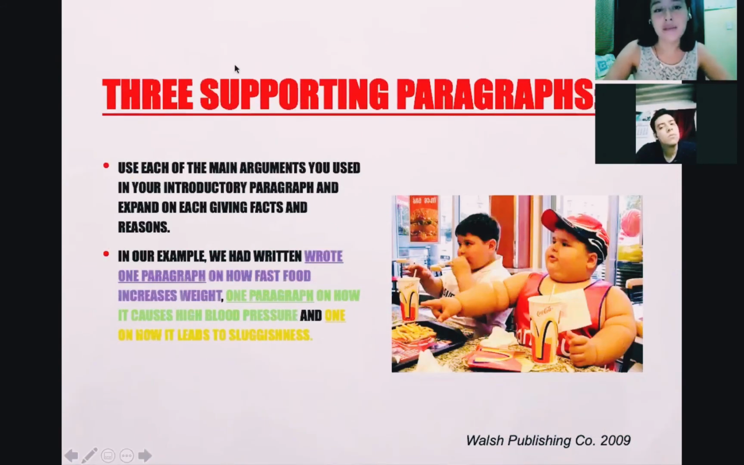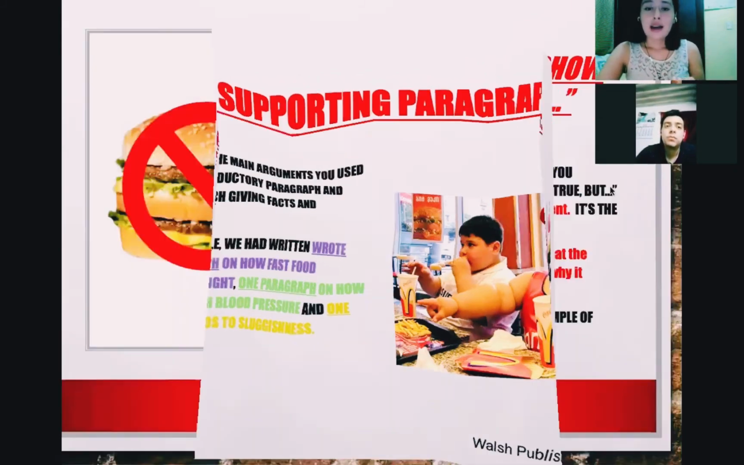We have the 3 supporting paragraphs. With this, you're gonna use the 3 main ideas. So we have written 1 paragraph on how fast food increases weight, 1 paragraph on how it causes high blood pressure, and also one on how it leads to sluggishness. So you're gonna use the 3 main ideas with that to create the supporting paragraphs, at least 3.